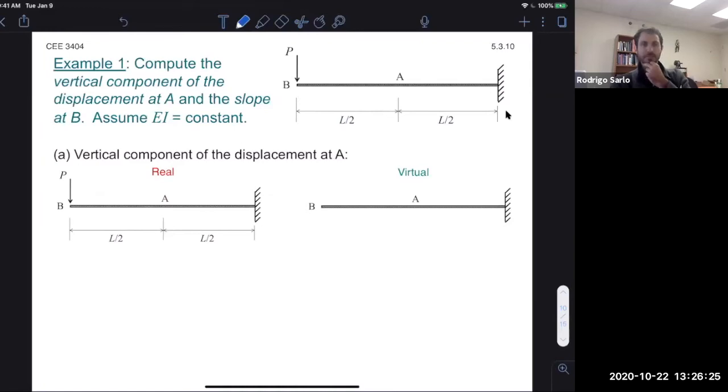Let's do this example, example 1. Okay, and we may only get to part A, but that's okay. This is a simple cantilevered beam. The example is asking us to compute the displacement at A and the slope at B.